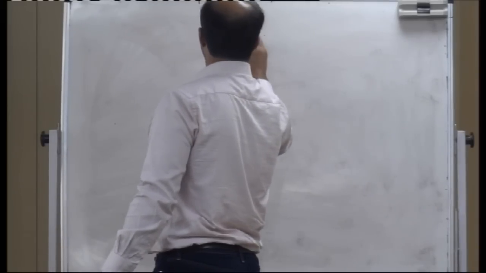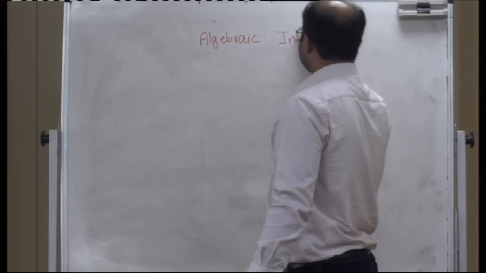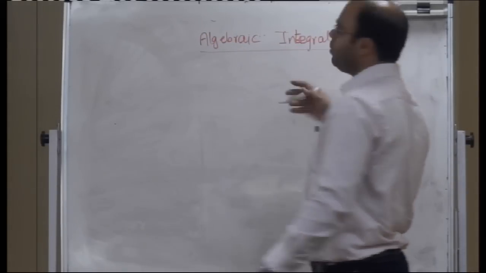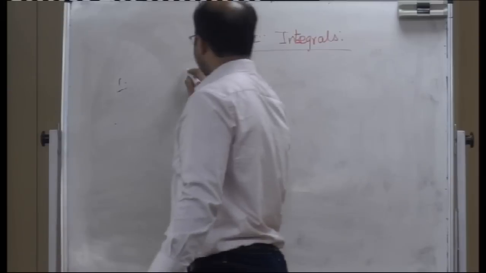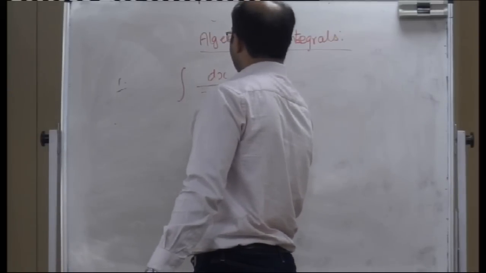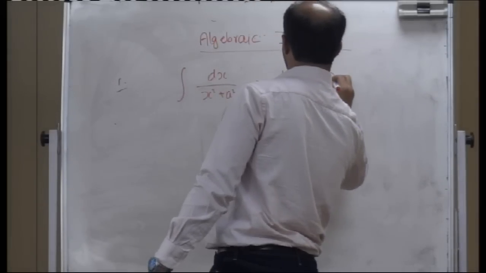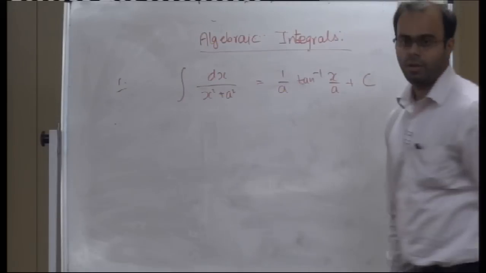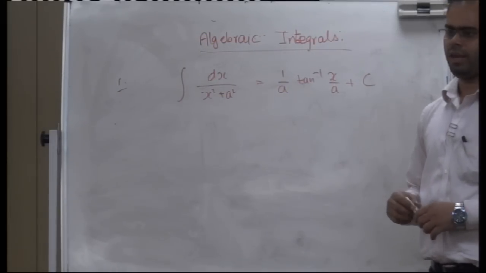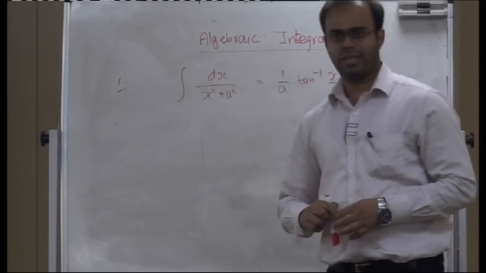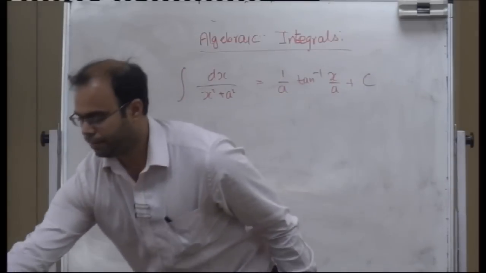Algebraic integrals. Again this set of formula is very important as the standard formula, and you have to remember all of these formula, however difficult they seem. So we first write the integral of dx upon x square plus a square equals 1 by a tan inverse x by a, which we have written just now. We are not going to derive each and every algebraic integral formula, but the important ones, those derivations we will do.